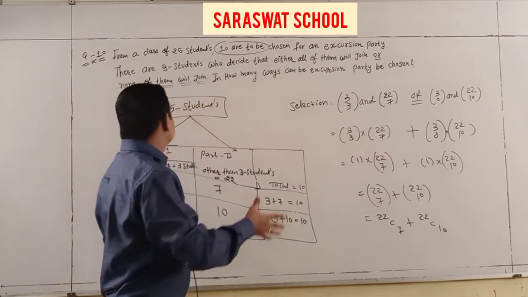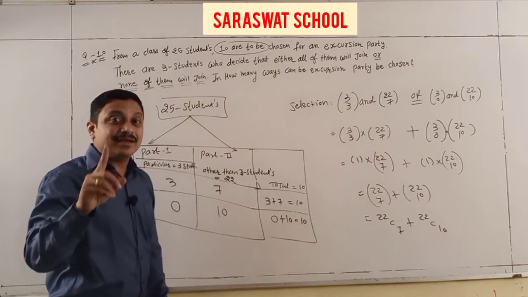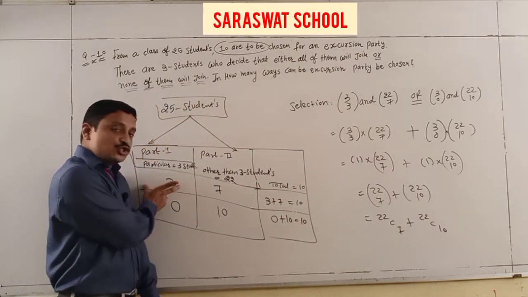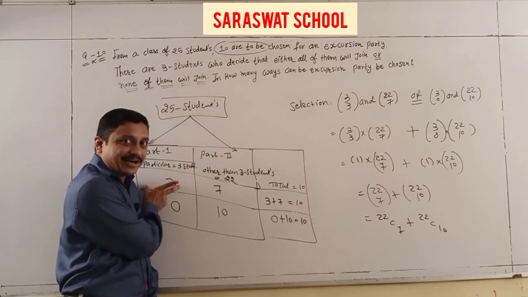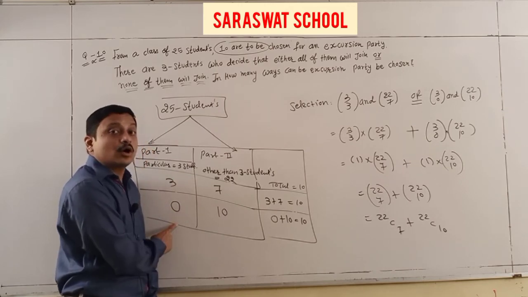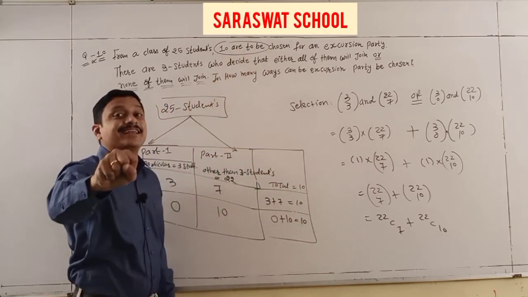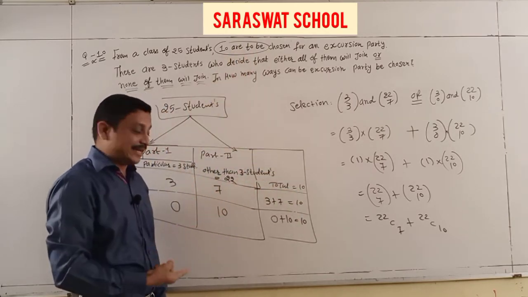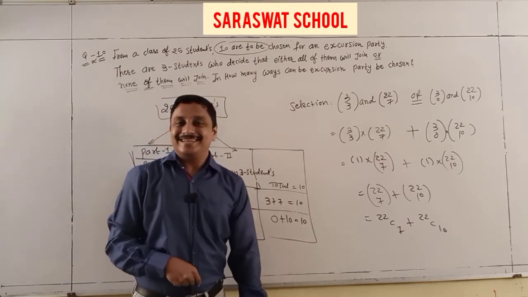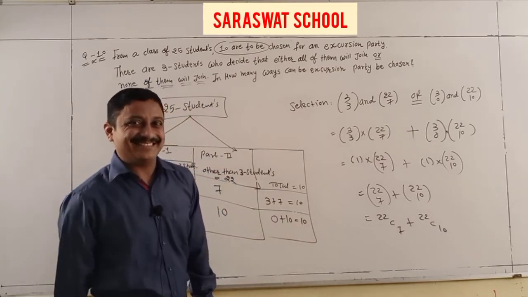And here students, this numerical is a very simple way. But again I repeat, if 3 students joined this party, otherwise not. If not, then 0. But in total how many do I want? Total 10. Therefore 3 plus 7 is 10, and 0 plus 10. Yes students, this numerical is done.